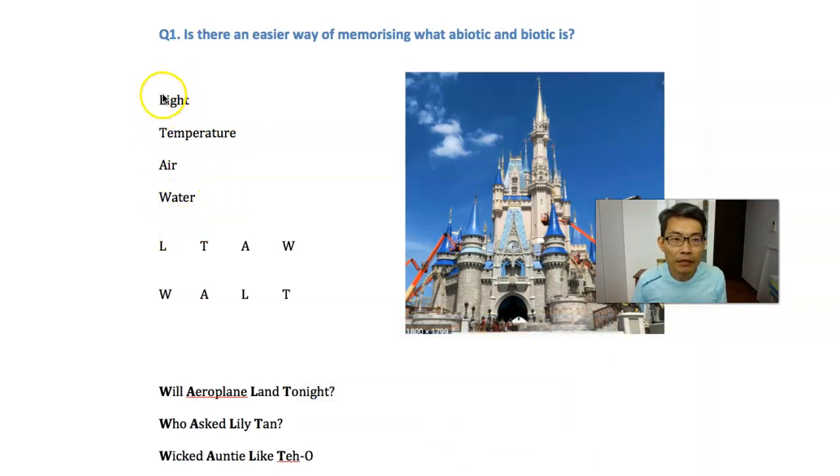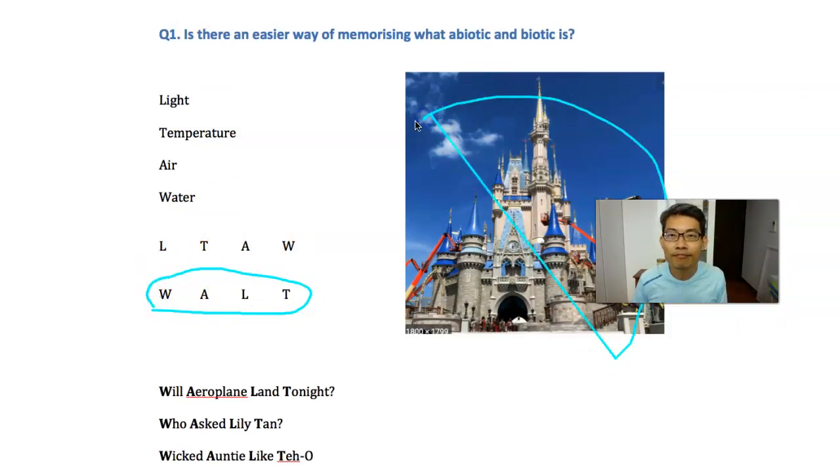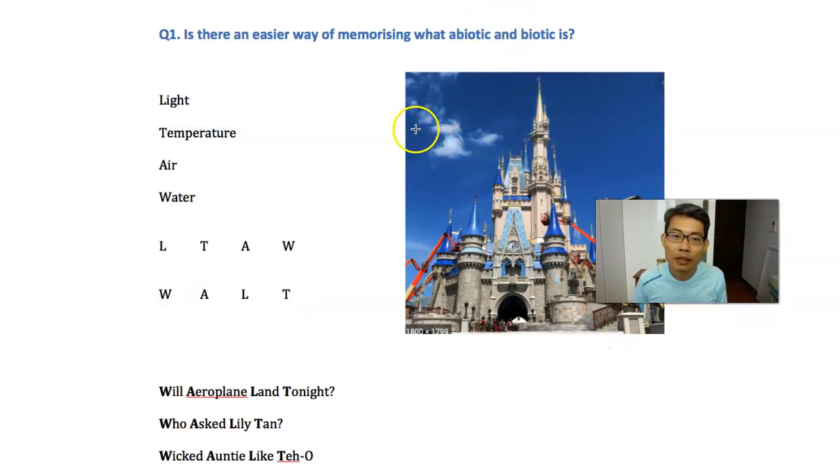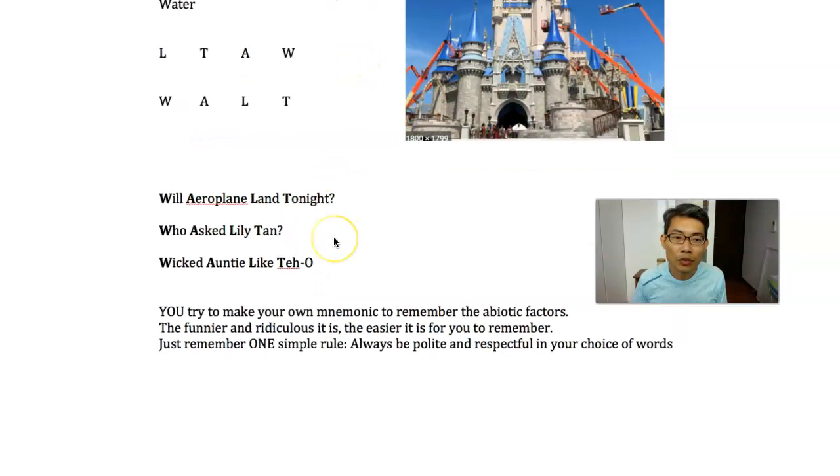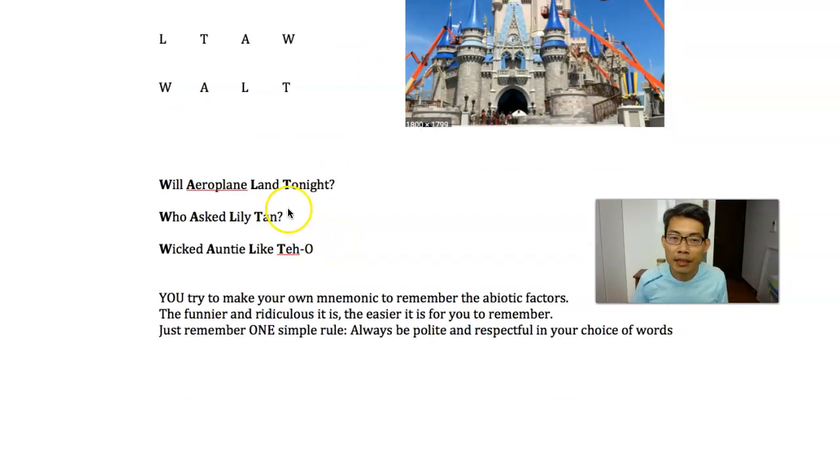Now, if I take a look at the first letters of each of these, L, T, A, W, I can rearrange these letters and I got this. Alright, I got Walt. Walt Disney. That's one way to remember it. I remember it by a place, by a name. Now, I can use other ways of remembering it. I can also use, for example, a sentence.